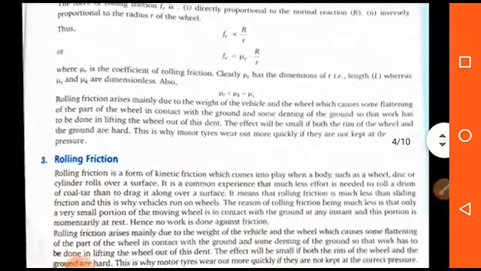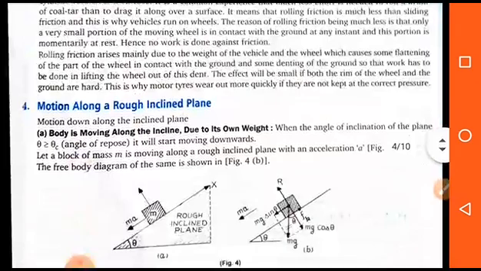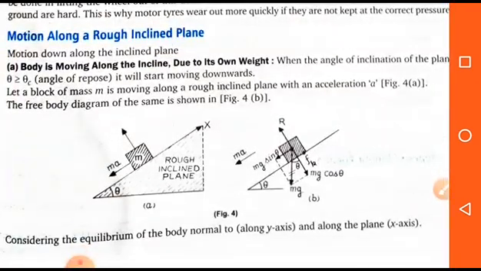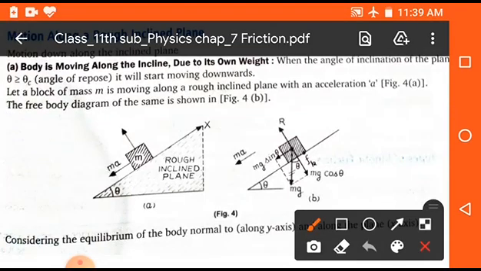Okay student. Now next topic is motion along a rough inclined surface. We have already discussed this point, but here we will discuss in detail. So when any object is rolling on an inclined surface, you know that the weight of the object will be working in the downward direction, and the two components of weight are mg cos theta and mg sin theta.